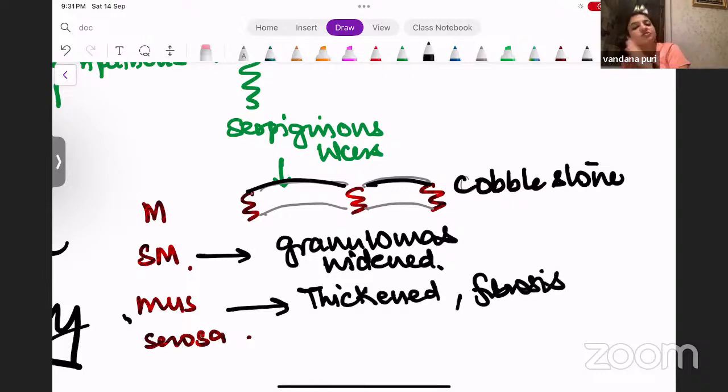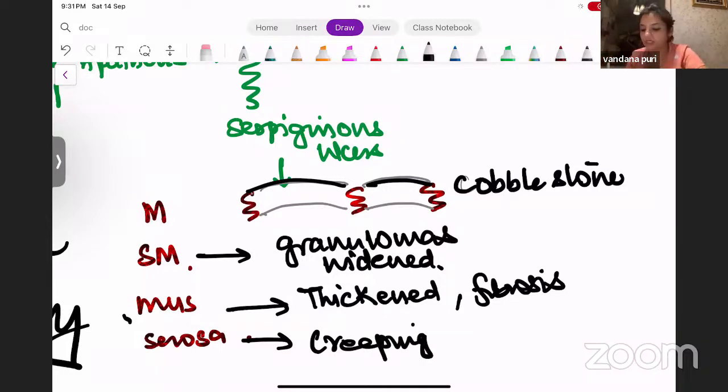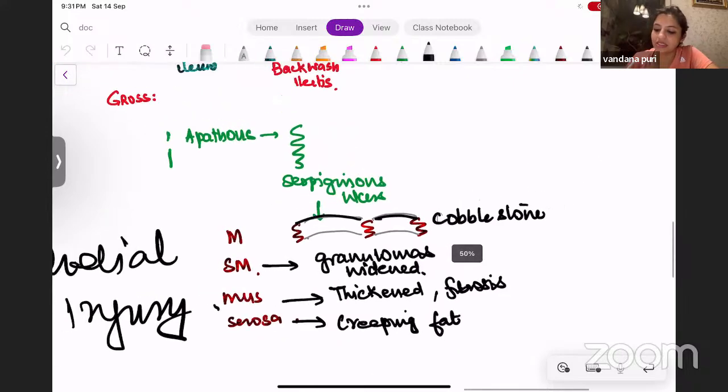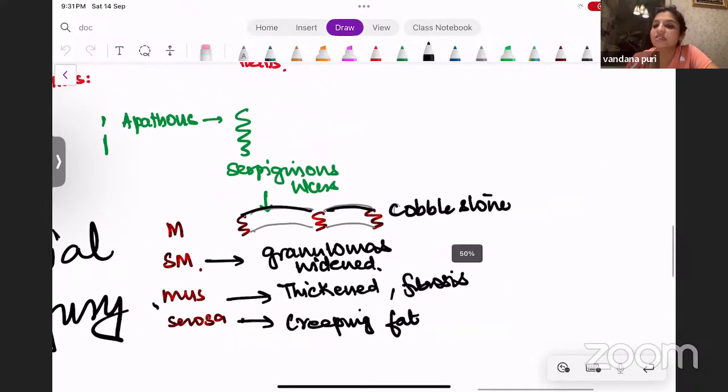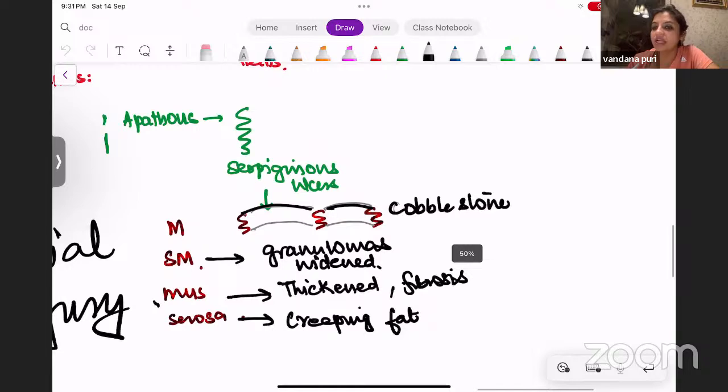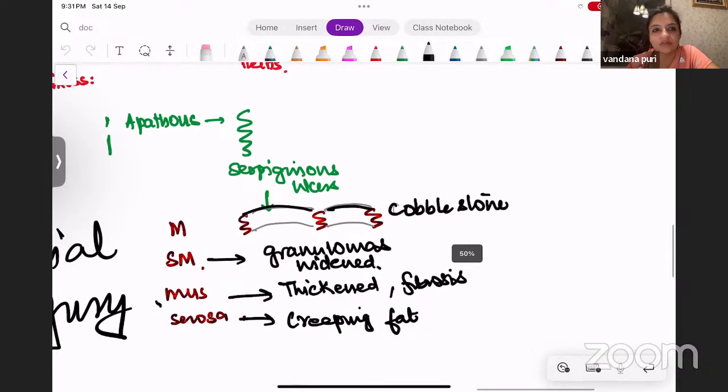Obviously, when there are full thickness changes occurring, in the serosa the fat from the surrounding starts creeping. This is what is called creeping fat. So we can have mucosa showing ulcers, starting from small ulcers to deep ulcers, leading to cobblestone appearance. Submucosa will show granuloma and widening. Muscularis will be thickened and show fibrosis, and serosa will show creeping fat.